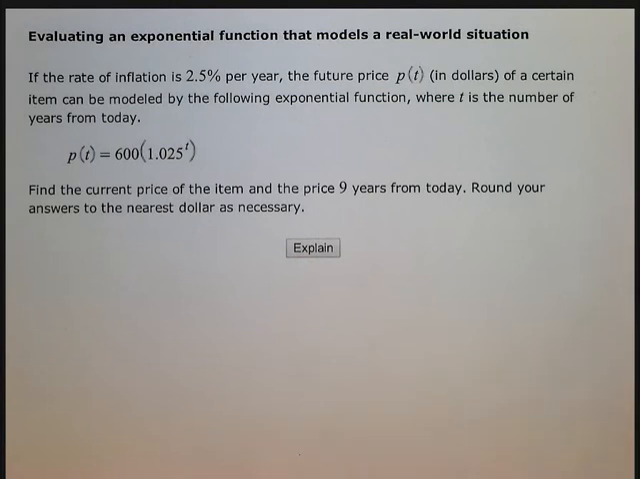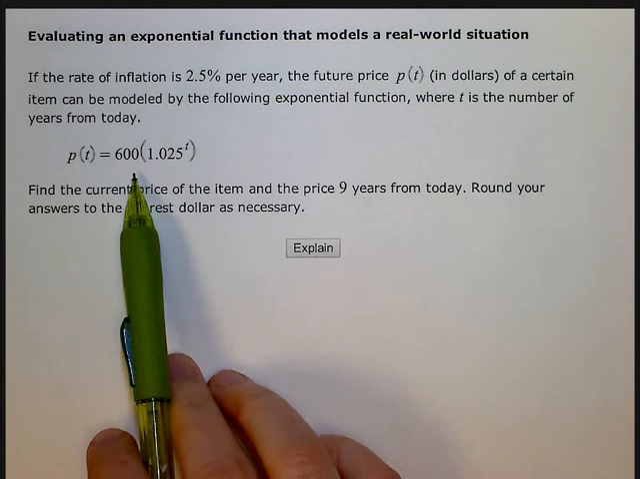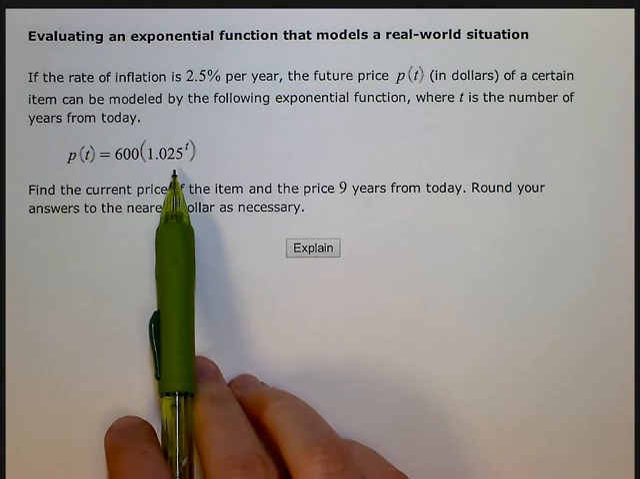Evaluating an exponential function that models a real-world situation. If the inflation rate is 2.5% per year, the future price P of t in dollars of a certain item can be modeled by the following exponential function, where t is the number of years from today. P of t equals 600 times 1.025 raised to the t.